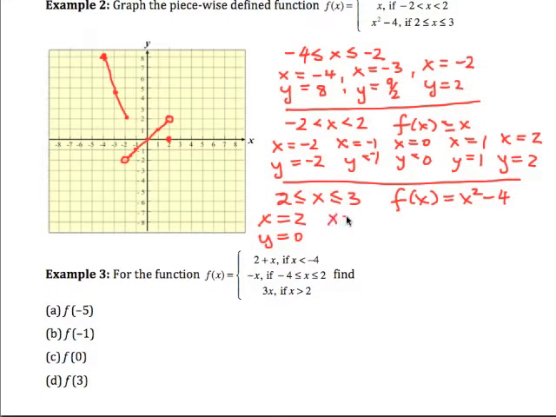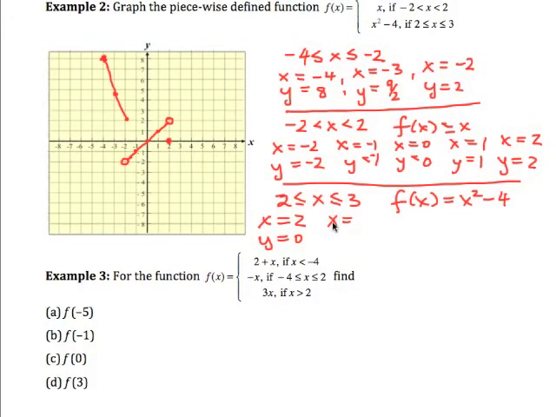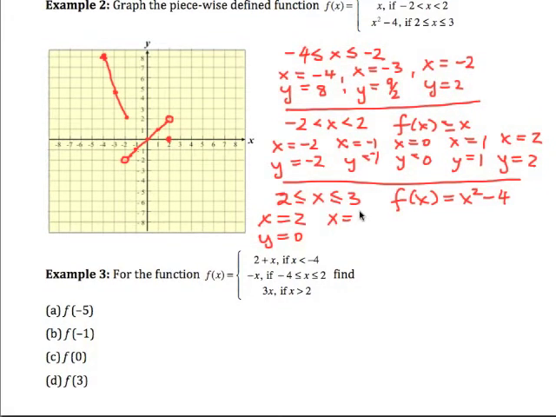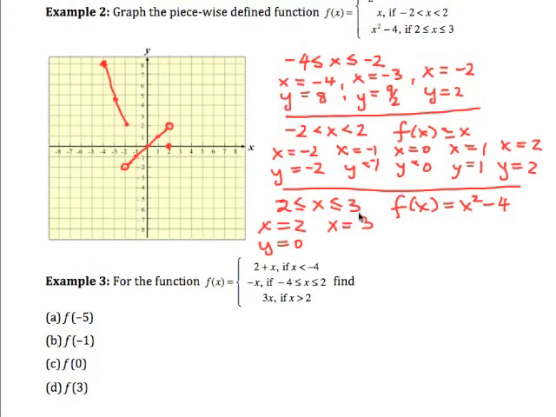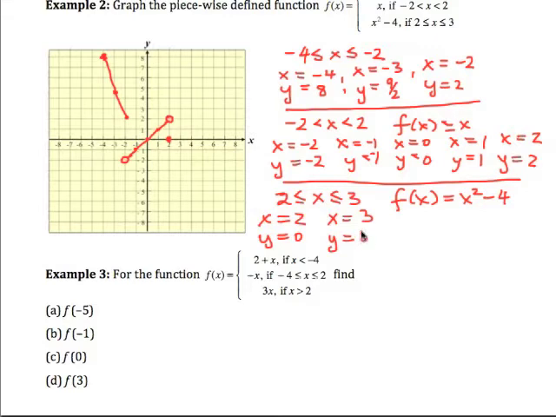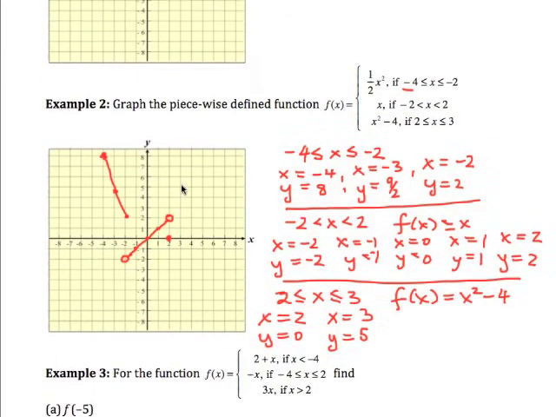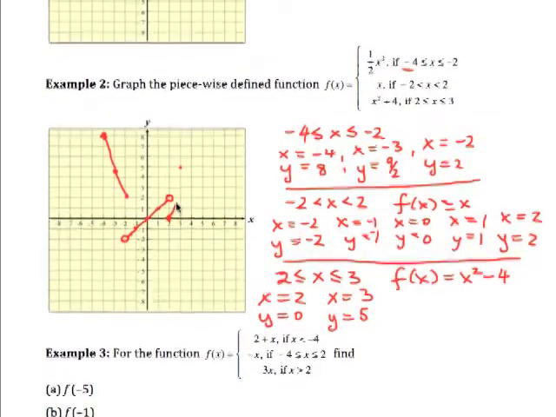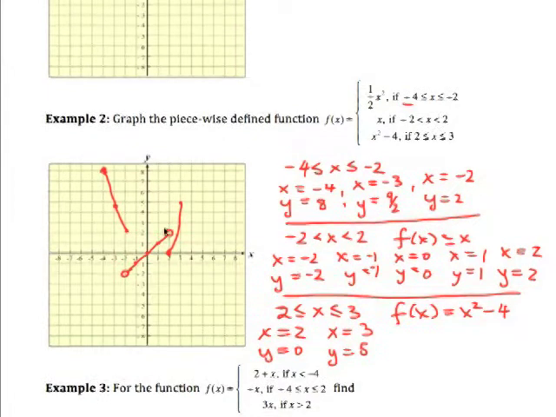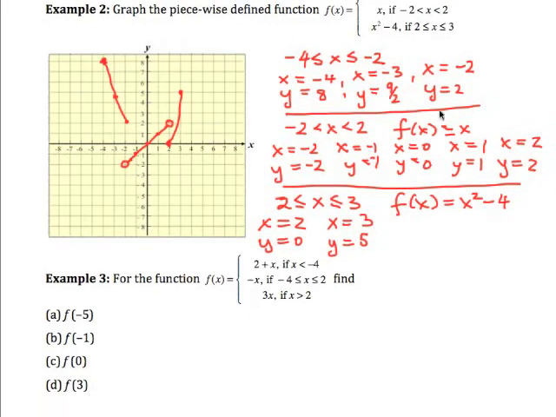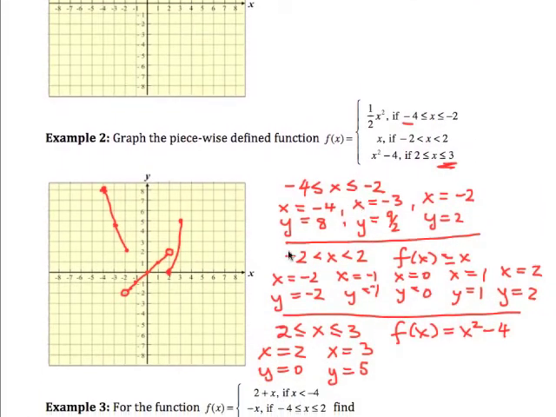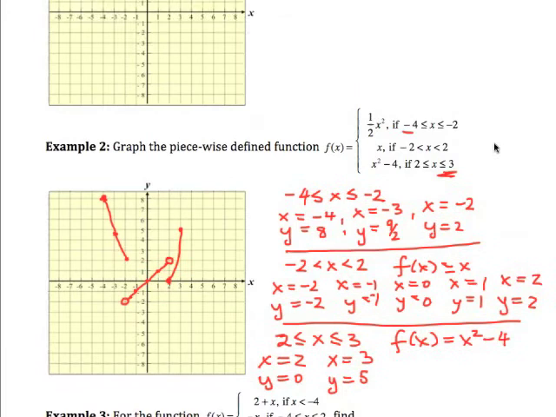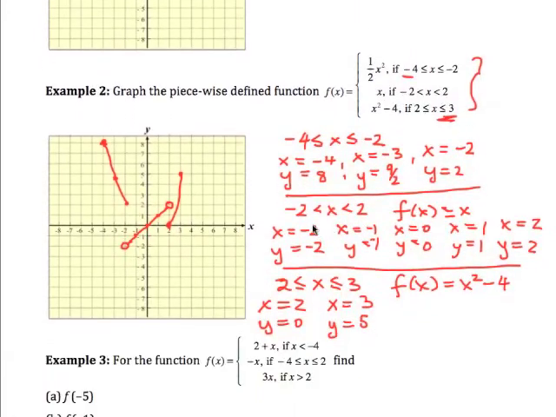Right, then we get between 2 and 3. Well, when x is equal to 3, what would we have? We'd have 3 squared, which would be 9, minus 4 would be 5. So I'd have (3, 5). And so this is our parabola here, like so. Now we don't go any further because the end of our domain is in fact 3. And this now is our graph of this piecewise defined function here.